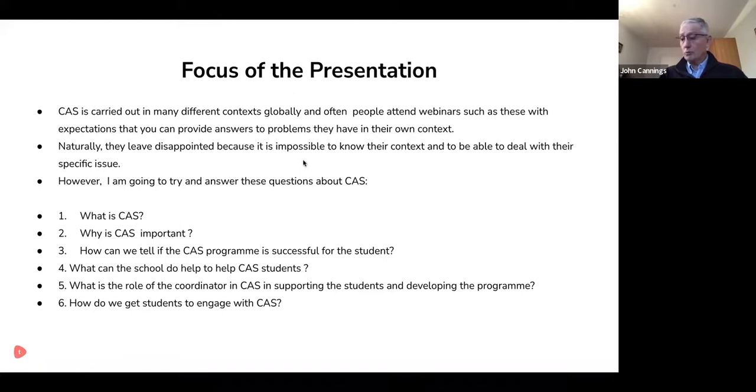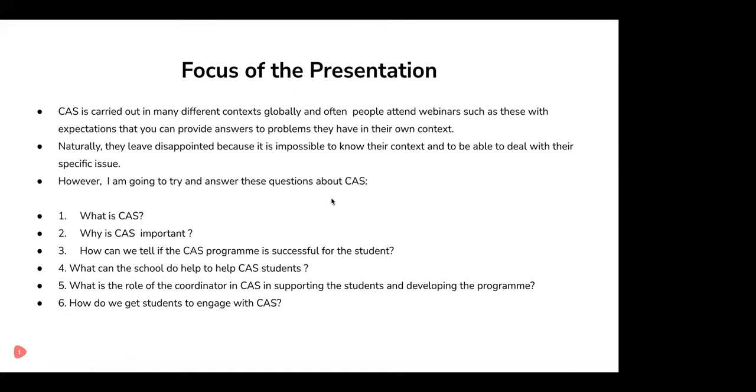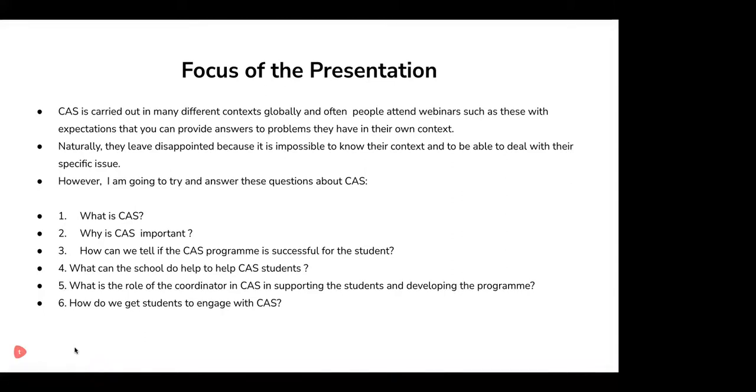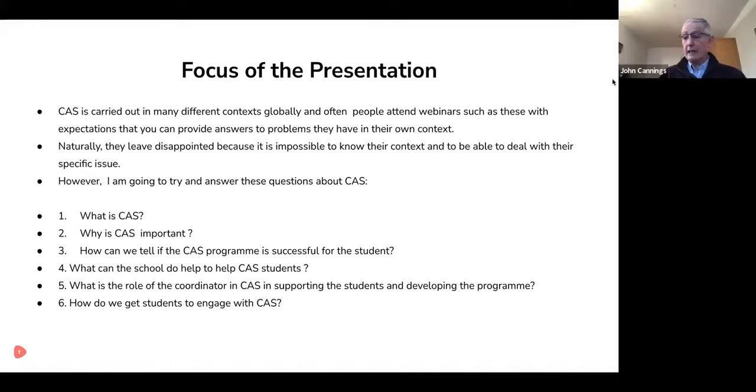What is CAS? Why is it important? How can you tell if the CAS program is successful for the student? What can the school do to help CAS students? What's the role of the CAS coordinator in supporting the students in developing the program? And very importantly, how do we get students to engage with CAS?